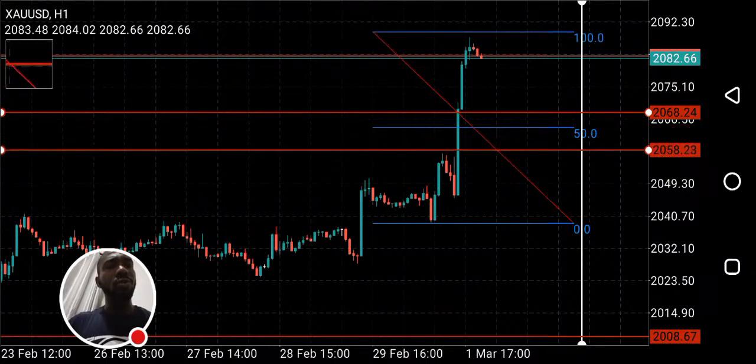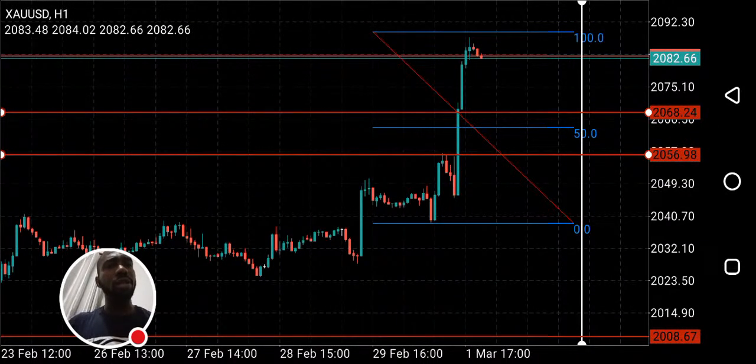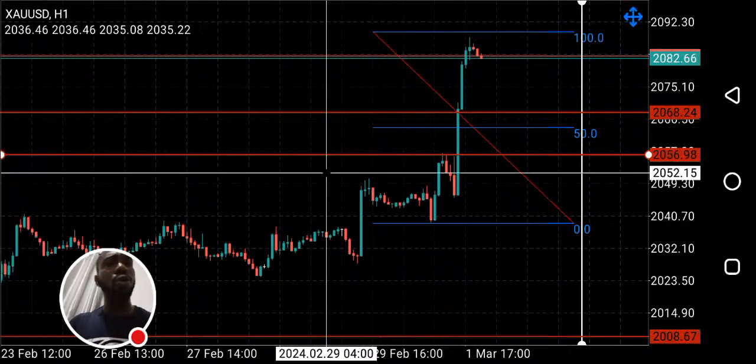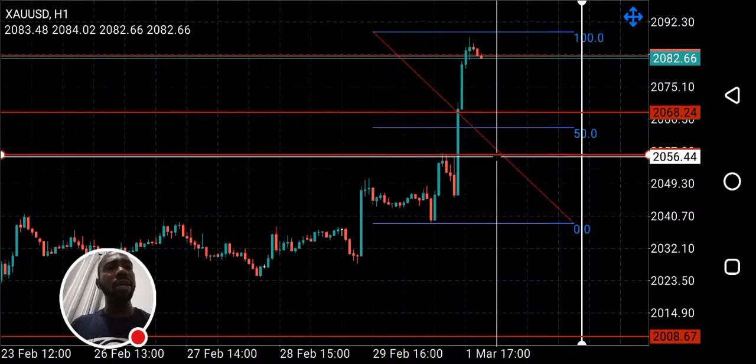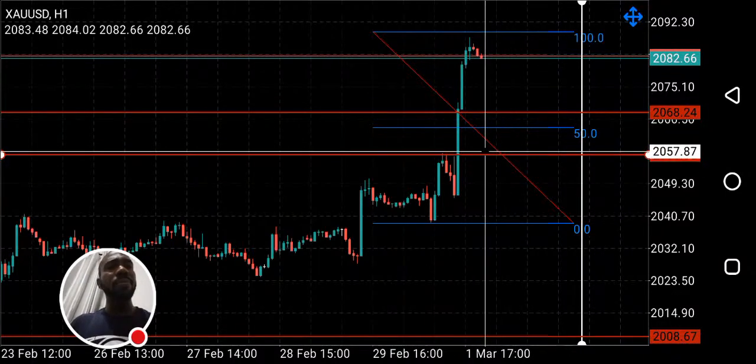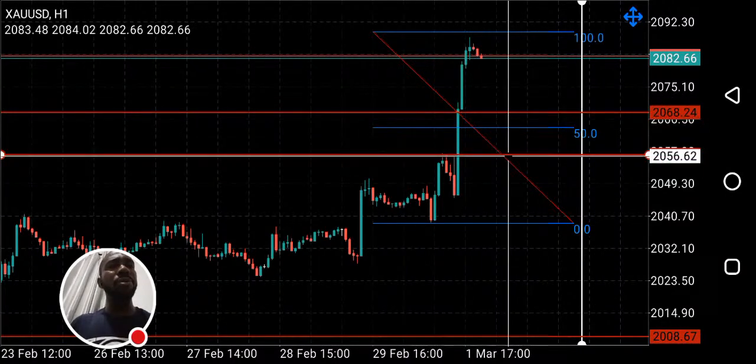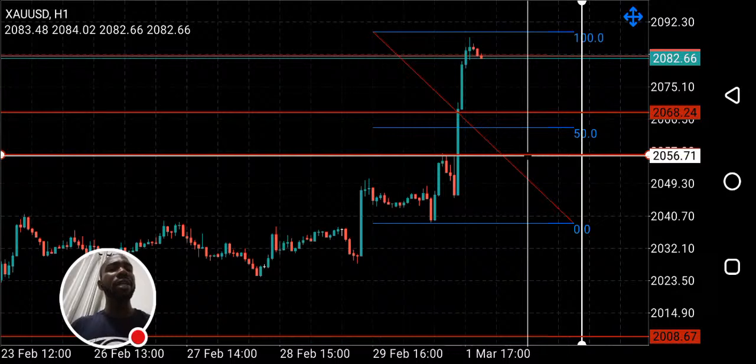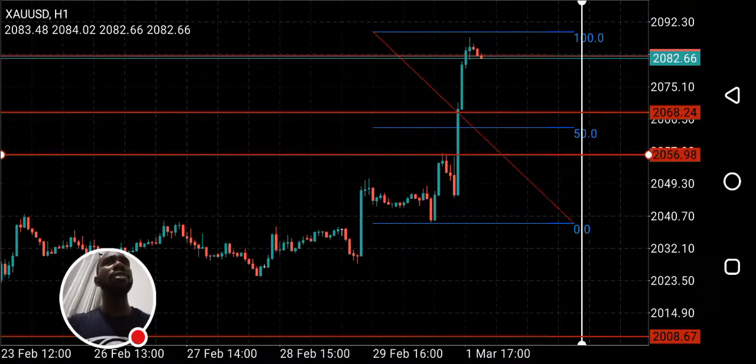Okay, so we could wait for price to pull back to this fair value gap. So that's my expectation on gold. I want to see price pull back to this level, to this fair value gap, before I would buy. That's my take on gold. I hope that is clear.